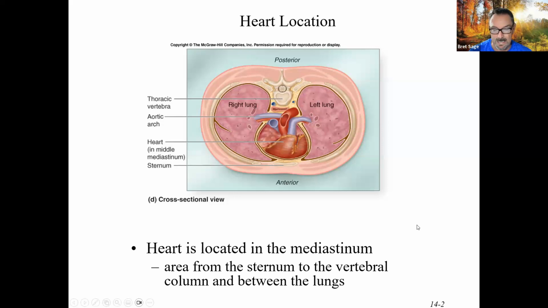The heart is located in the mediastinum, which is an area from the sternum to the vertebral column between the lungs. You can see that in that image there.